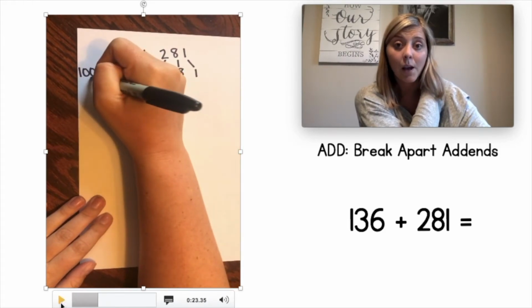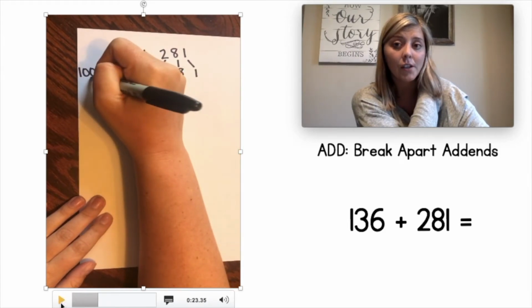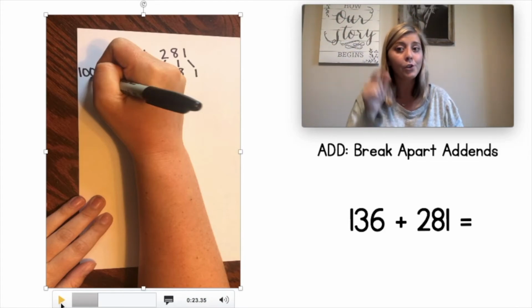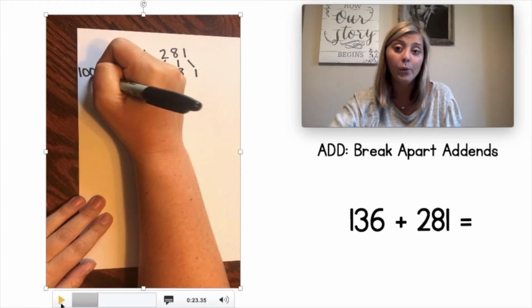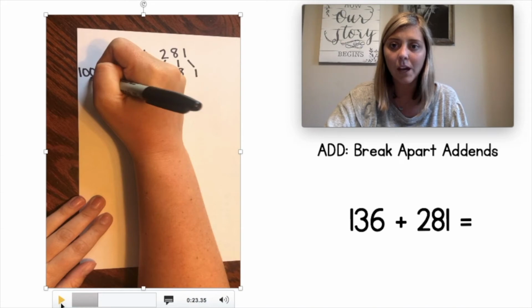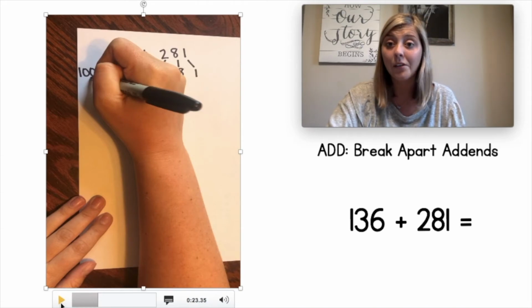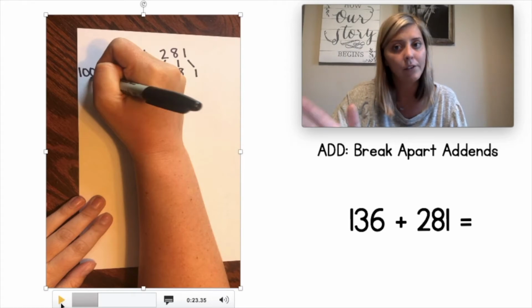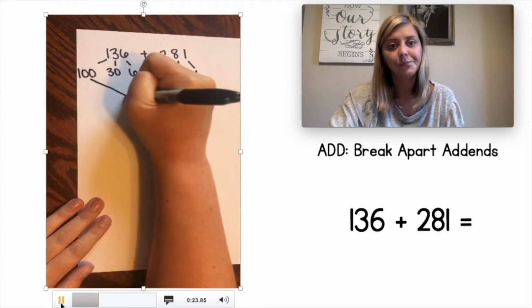Now freeze. I made a mistake here. Did anybody catch it? When I was breaking apart those addends, I meant to write 281, but I only wrote an 8. I'm going to catch my mistake, and making mistakes when you do math is totally okay because math is messy and we learn new things and our brain grows every single time we make a mistake.